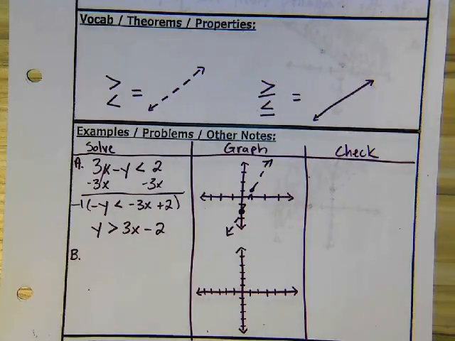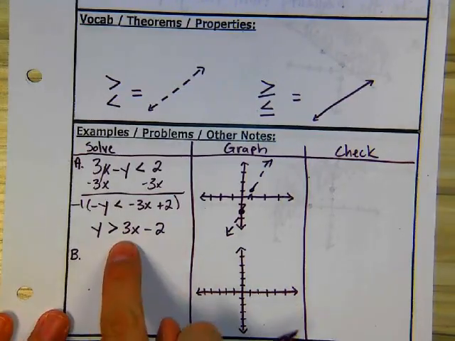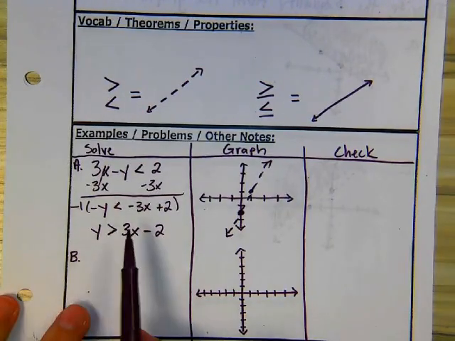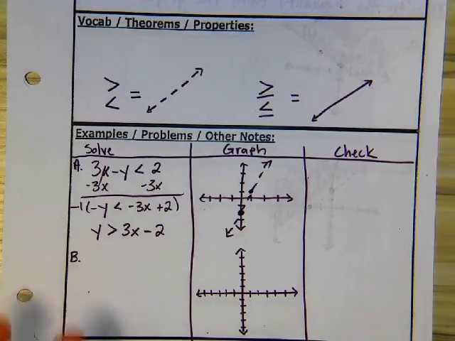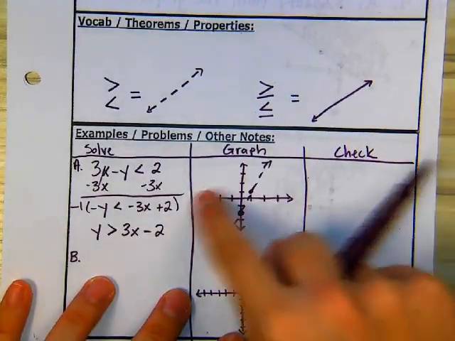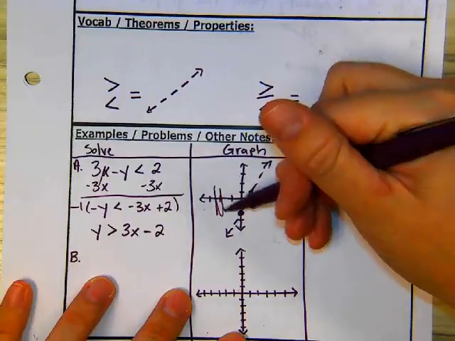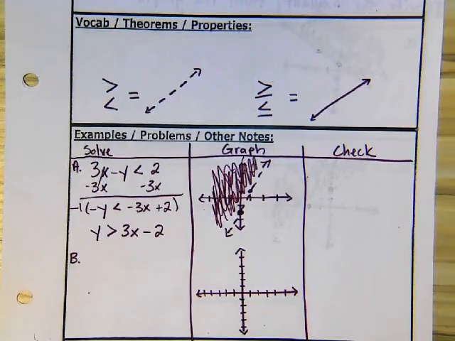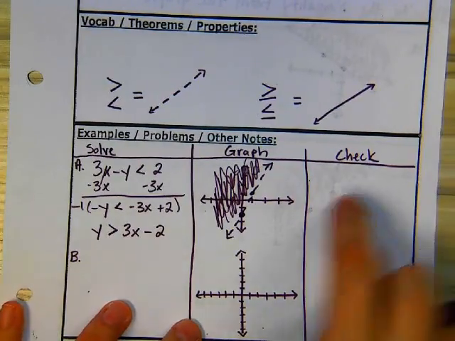Our next step is to shade. Shading can be a little tricky depending on where our line is, but this says y is greater than 3x minus 2, which means we want to shade above our line. With this line, this would be above and this would be below, so we're going to shade here. With some of them, it might be a little hard to determine what's above or below, but that's why we check.